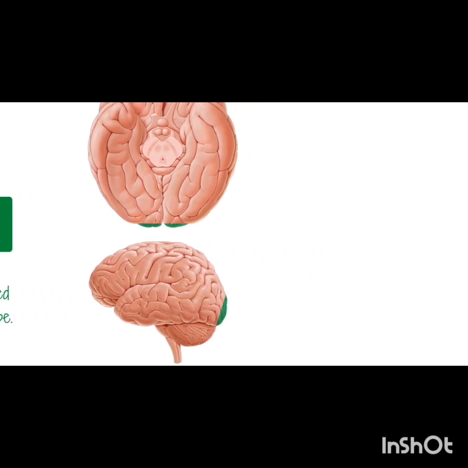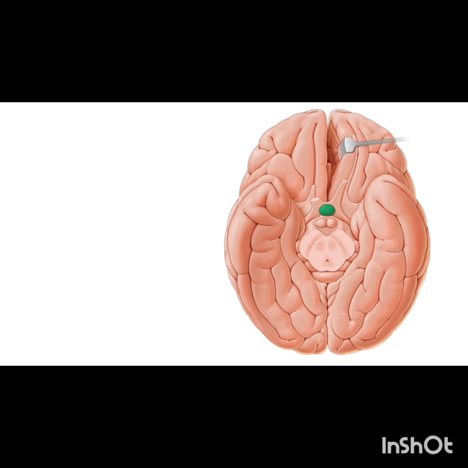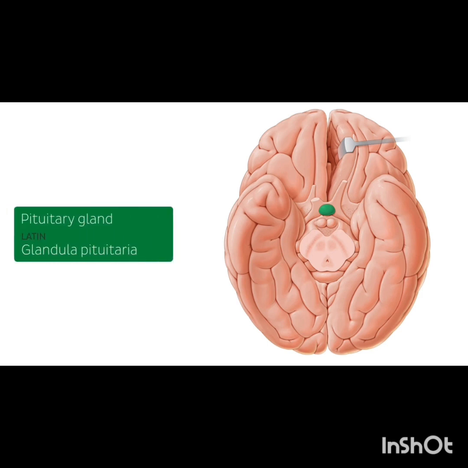Now that we have covered all the structures of the cerebral hemispheres, let's move on to discuss the structures of the diencephalon seen from the basal view of the brain. And first, we're going to look at this structure here that you see highlighted in green, the pituitary gland, which is not actually part of the diencephalon, but stems from the diencephalon.